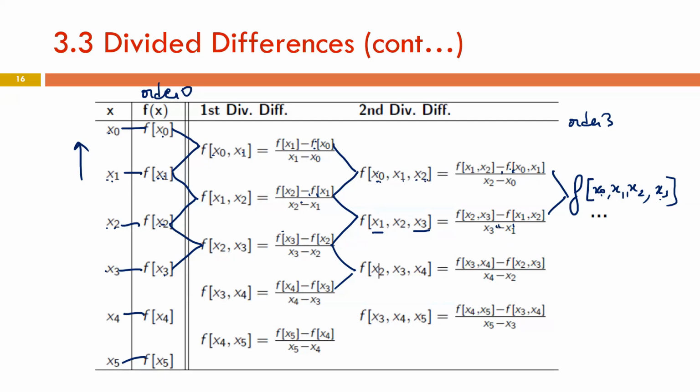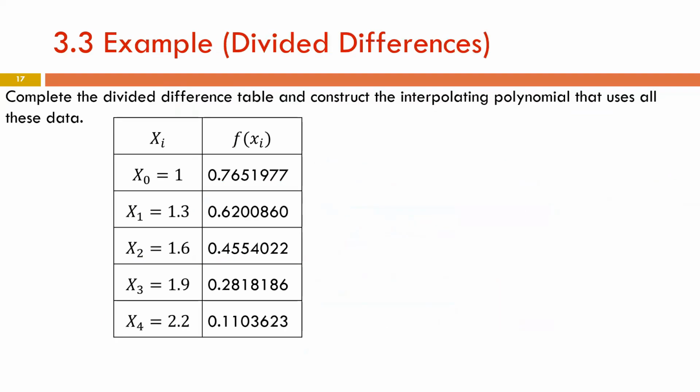Let's see it on an example. Complete the divided difference table and construct the interpolating polynomial using all this data. Okay, so it gave us the order 0. We are asked for order 1 first. Here we have 5 points, so we must go up to order 4.